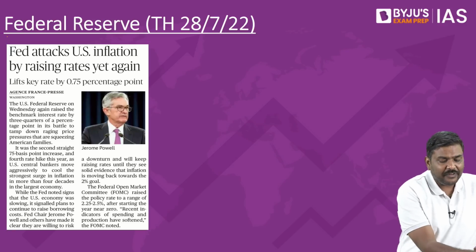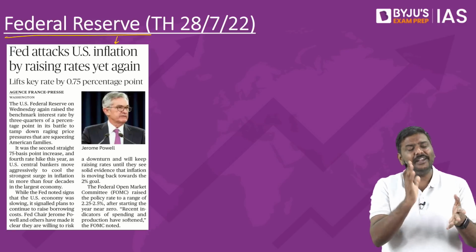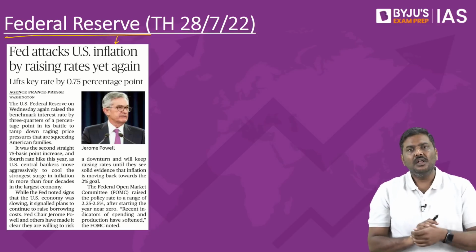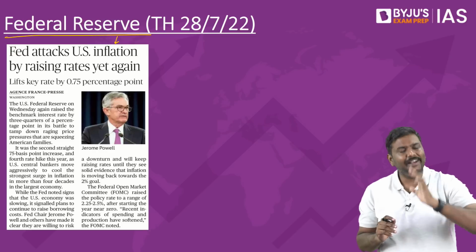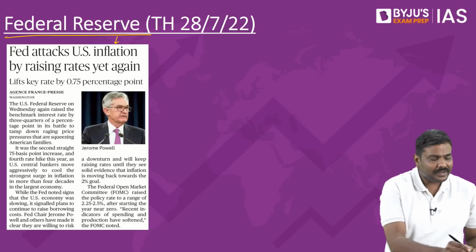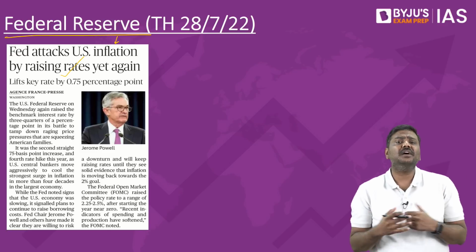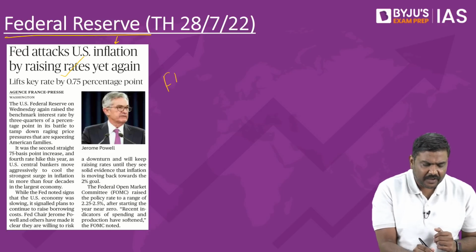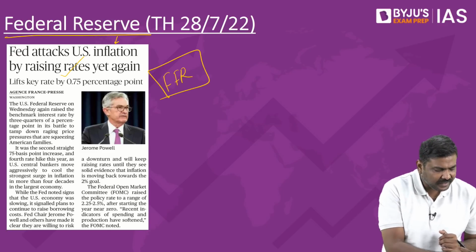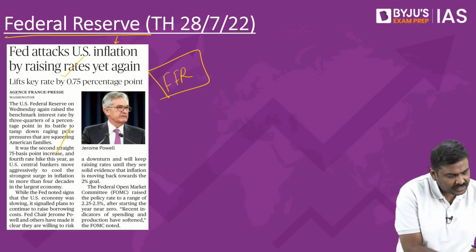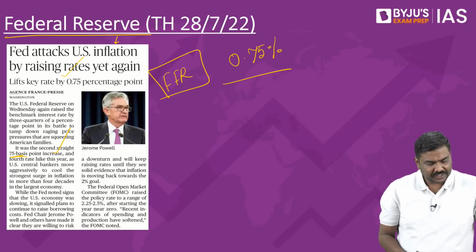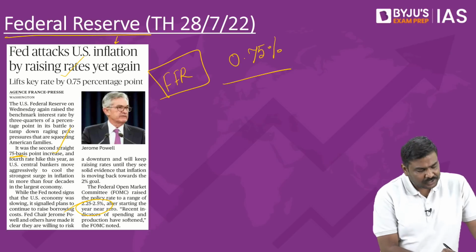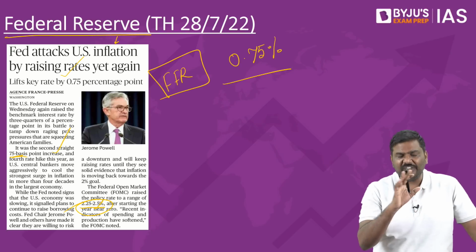Next article is regarding Federal Reserve. Very simple factual information has been provided. The Federal Reserve, which is the central banker of USA, just like we have Reserve Bank of India, has announced a rate hike again. How much has been the rate hike? The federal funds rate, FFR, has been hiked by 75 basis points. In simple terms, it has been increased by 0.75%, taking the federal funds rate to 2.25% to 2.5%.